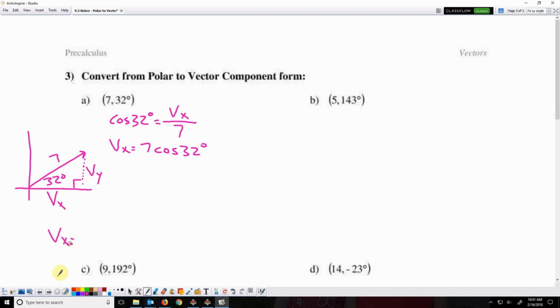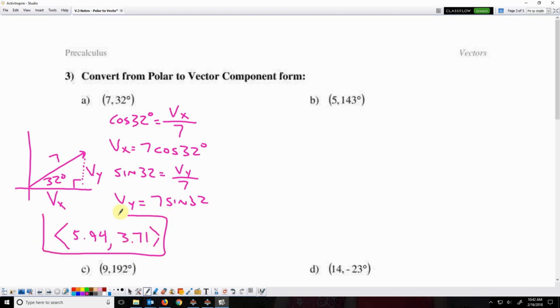And when I type that in my calculator, I'm trying to write that in component form. The vector's x component is 5.94. For the y component, I've got opposite and hypotenuse, so I'm going to use sine. So sine 32 equals the vector's y component over the hypotenuse. So the vector's y component is 7 sine 32. Okay, and when I multiply 7 by sine 32, I get 3.71. So here we are in component form.